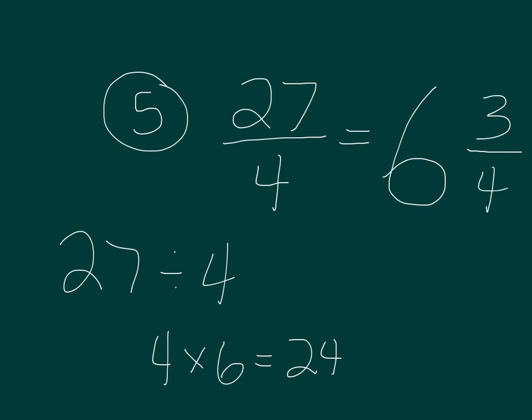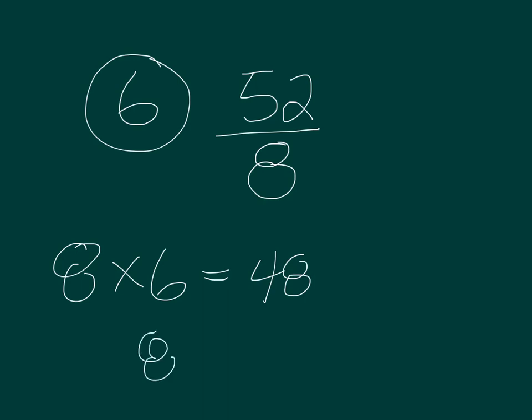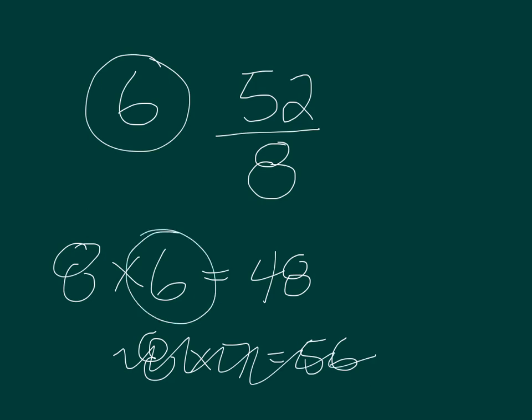And finally, our last example problem will be 52 eighths. And we have to think, oh, how many times will 8 go into 52? Well, 8 times, let's see, 8 times 6 would be 48. And 8 times 7 would be 56. Do I have 56 things? No, I only have 52. So I can't actually make 7 full groups, but I am able to make 6 complete groups.